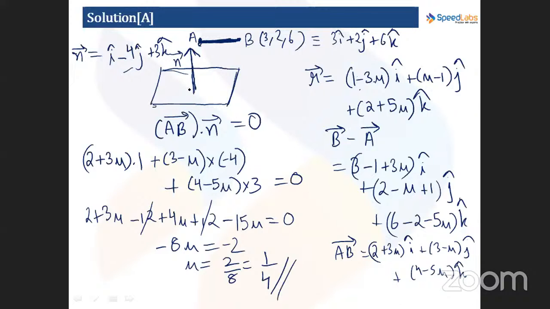So this question involved the concept of the normal vector. If you know this concept, then you must have solved the question. I hope everybody understood this solution. Is it clear to everybody? Okay, so let's move on to the next question then.